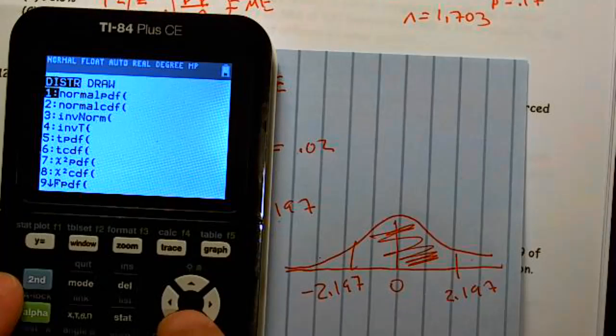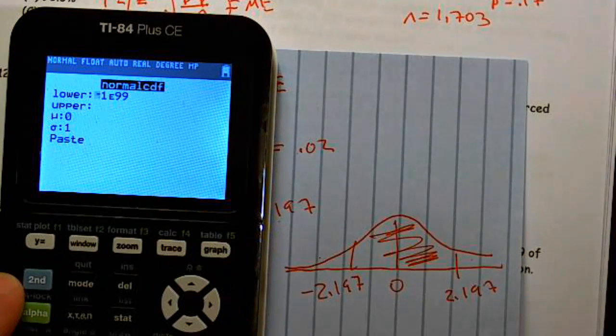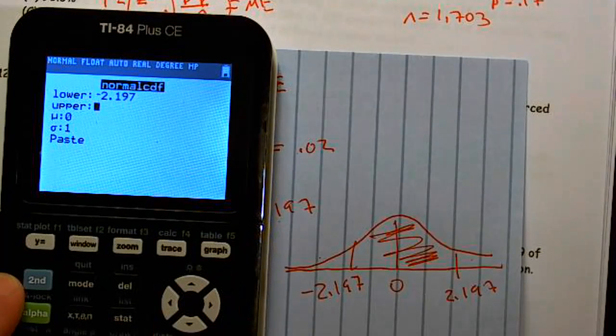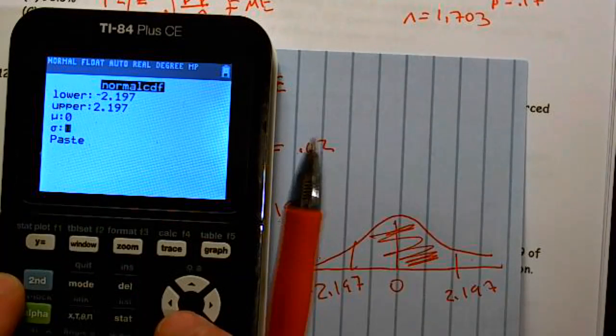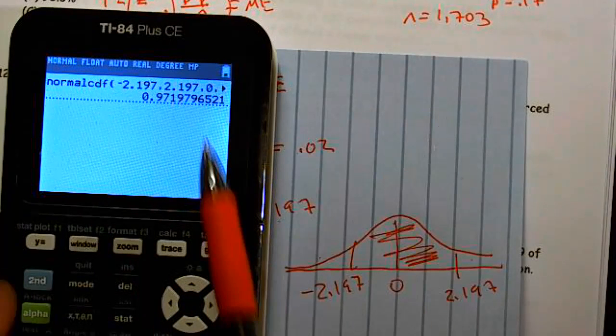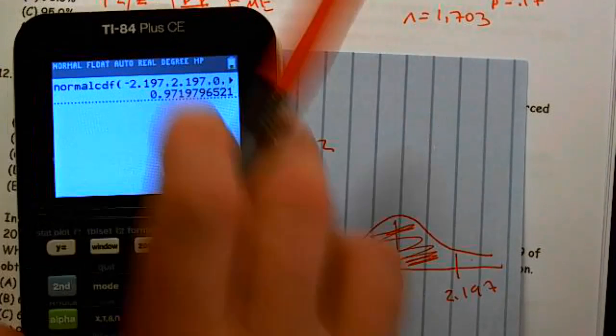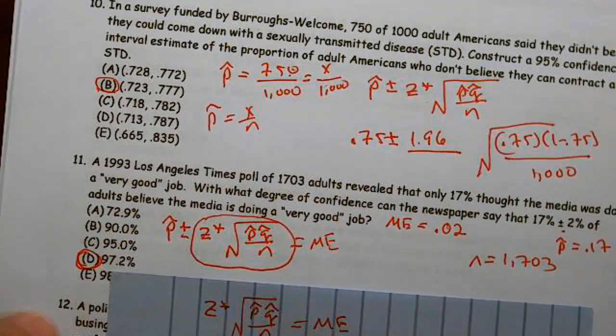Second vars, normal CDF, lower bound negative 2.197, upper bound 2.197. So Z, mean 0, standard deviation of 1. And I get 0.9719. All right, 0.9719. My closest value is this.